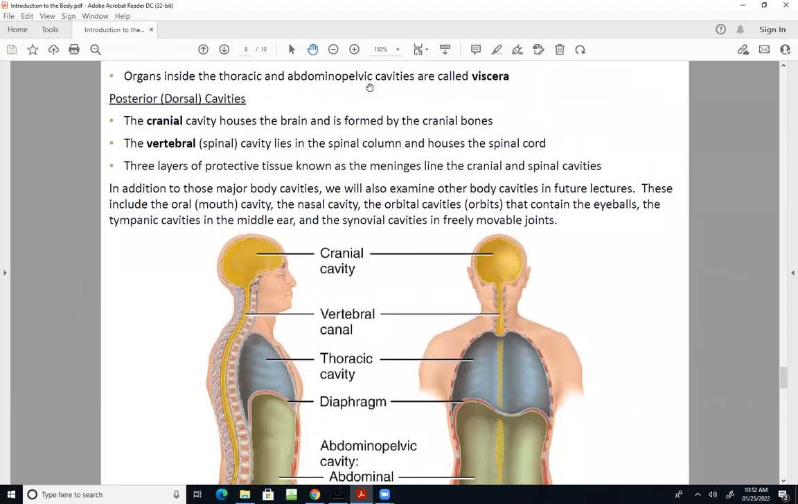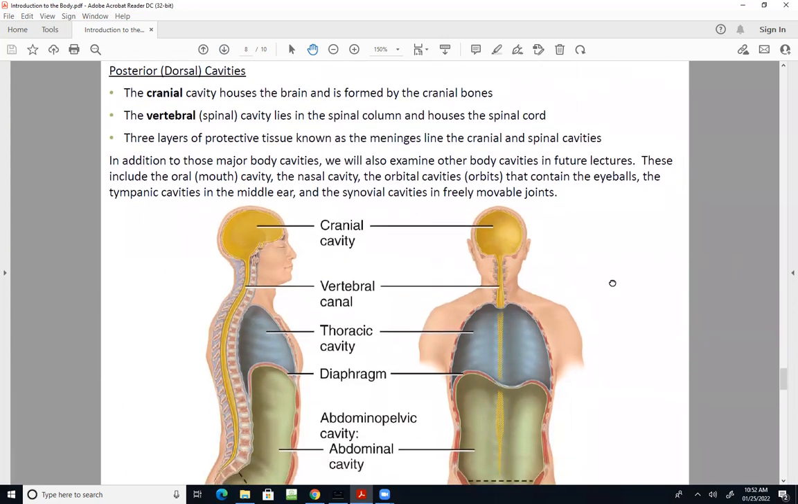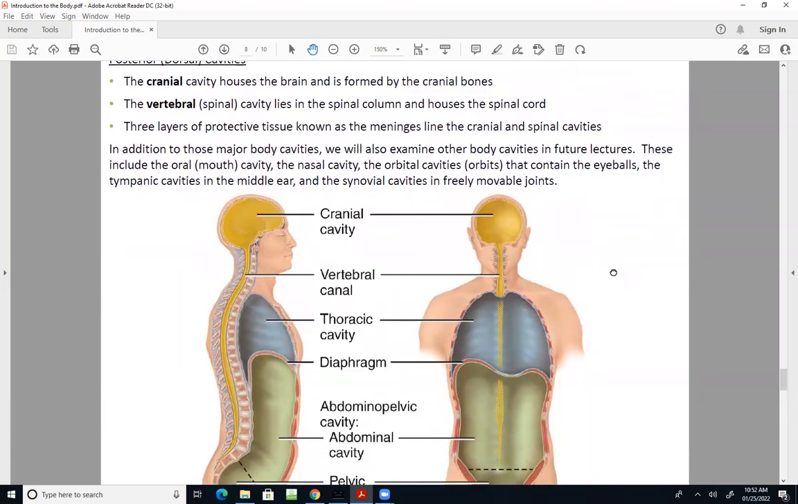Organs that are collectively found inside your thoracic and abdominal pelvic cavity are called viscera. So like your lungs, your heart, your spleen, we call those visceral organs. You'll hear that term visceral a lot this semester.